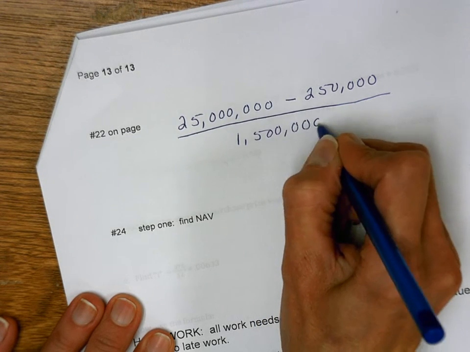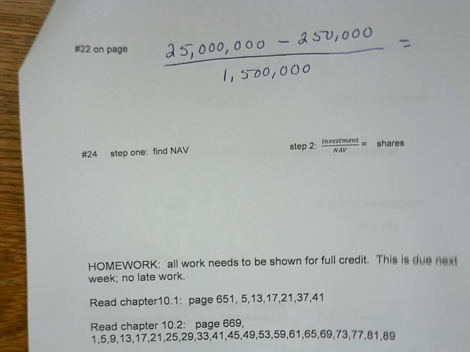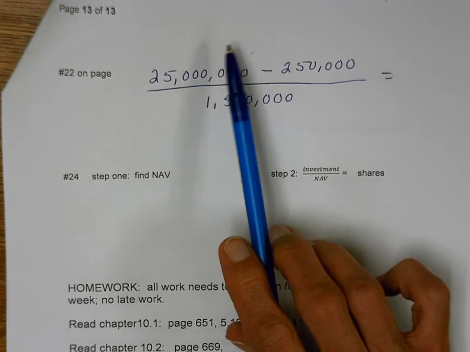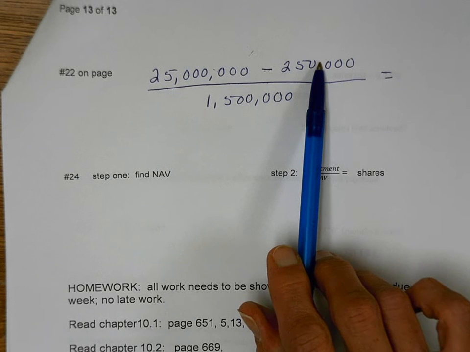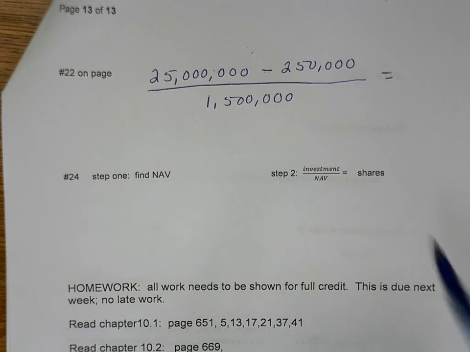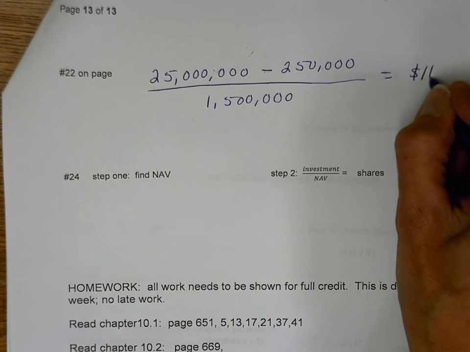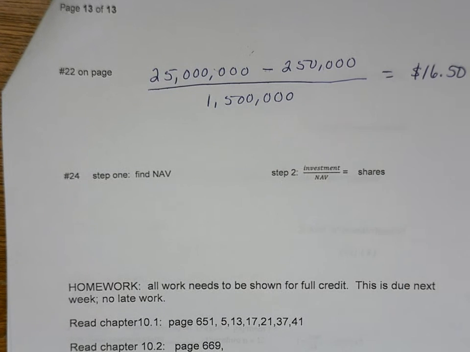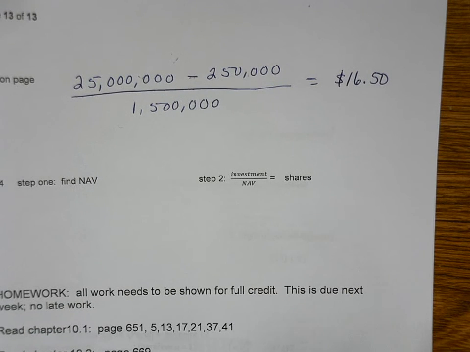Now, when you put this in your calculator, do this minus this and hit equals. Then go divided by this. And you should get $16.50. Now I know your calculator says 16.5, but remember we're talking about money, so make your answer look like money. Okay, thank you.